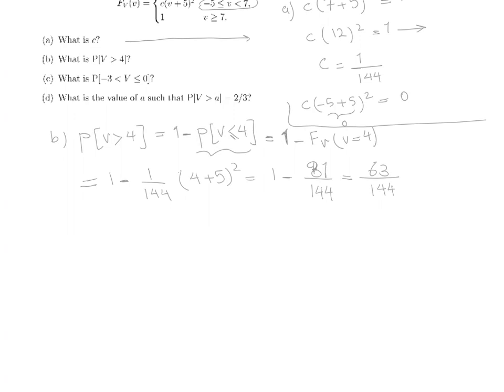In part C, it asks what is the probability of V in this interval. So we can write this probability as the probability of V less than 4 minus the probability of V less than -3. And we know that this is the definition of the CDF of V when V equal 0, and here V equal -3.